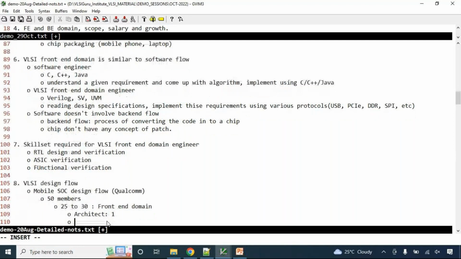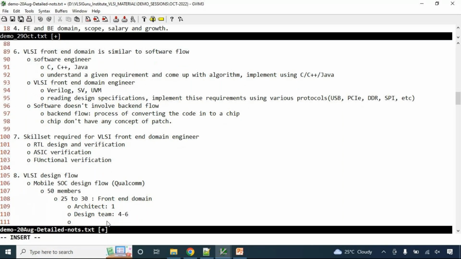The design team will have probably 3 to 6 members. Range, okay, maybe 3 to 5. Okay, let's be clear, let's give some more. Verification team, lot of people will be into verification team. In fact, this number is even bigger. So then probably this 50 members is not correct. It would be 70 to 100. But let's just go with this assumption only.